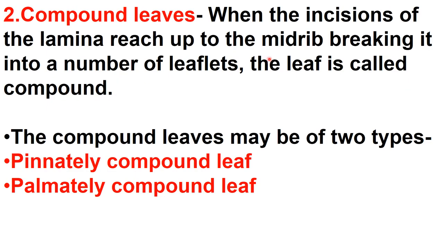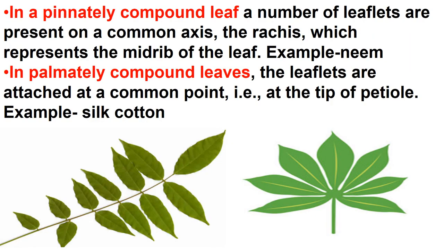What is happening here? These incisions are touching the midrib, and due to these cuts, the leaf will divide into many leaflets. You can say many small leaves will be formed from one leaf. Such a leaf is called a compound leaf, and all the parts formed due to incision are called leaflets. There are two types of compound leaves, pinnately compound leaf and palmately compound leaf. So let's see the difference between them.